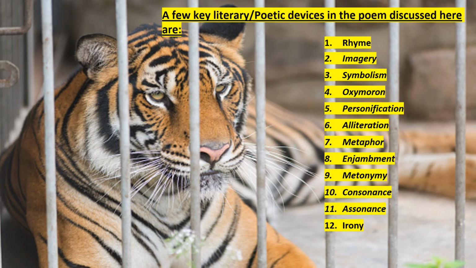So here is a list of few literary devices or poetic devices used in the poem. It's better we refer to them as poetic devices which are used in this poem. Rhyme. If we have rhyme scheme, we'll have rhyming words, imagery, symbolism, oxymoron, personification, alliteration, metaphor, enjambment, metonymy, consonance, assonance, and irony.